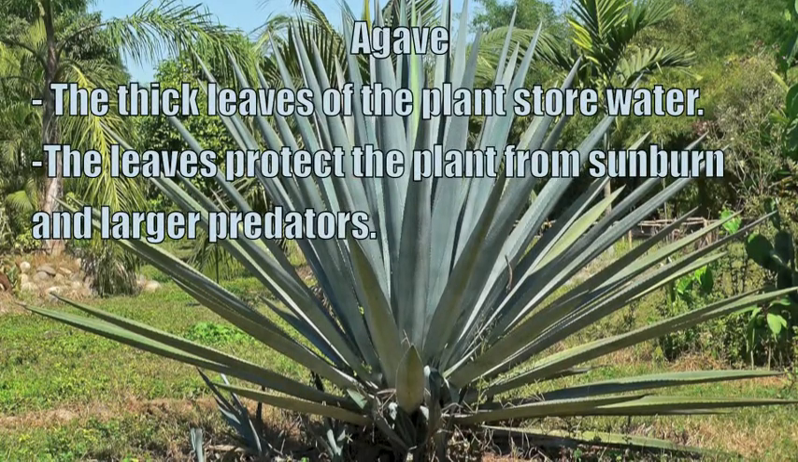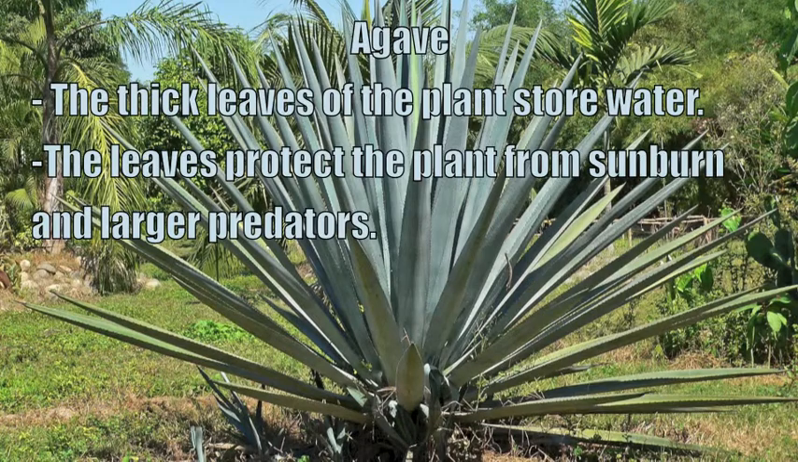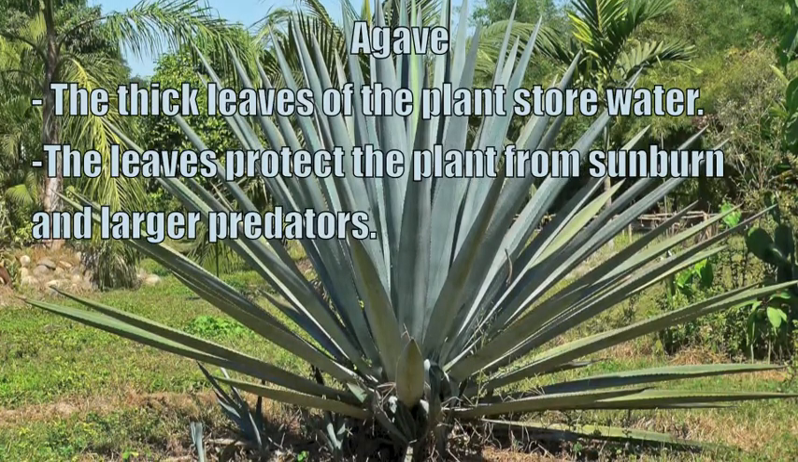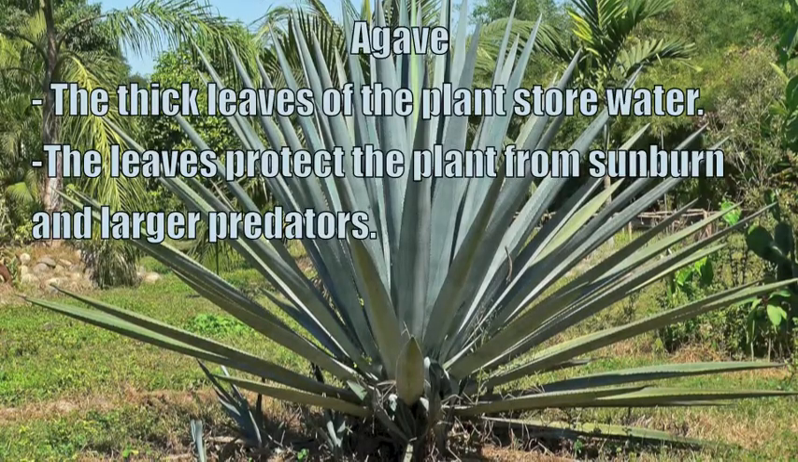The main adaptation of the agave is the thick leaves that make up the plant. In the interior of the leaves, water is stored to keep the plant alive. The outer coating of the leaves helps reduce water loss and protects the plant from sunburn. The sharp spikes at the end of the leaves protect the plant from being eaten by large predators.